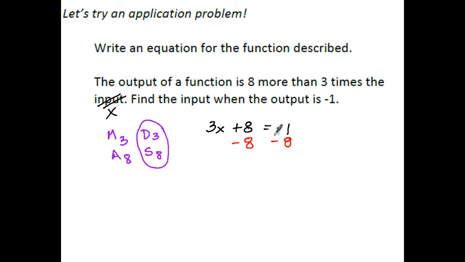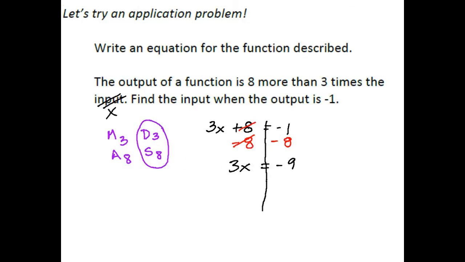This will cancel, and you're left with 3x equal to, and again I can draw a straight line this way, 3x is going to equal negative 1 minus 8. Again, when you combine them, this is going to equal negative 9. And again, you owe somebody $1, then you owe somebody else $8, combined you owe them $9, so you're negative $9. And the last step is to divide by 3.